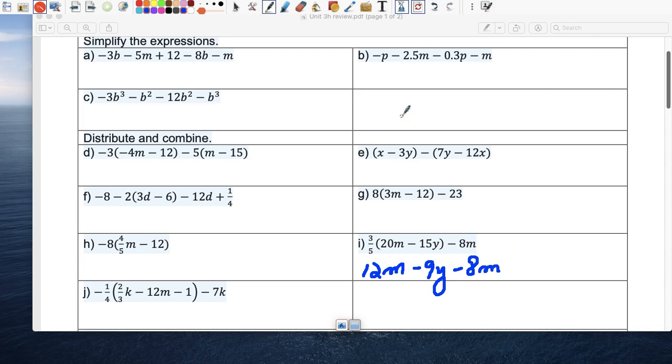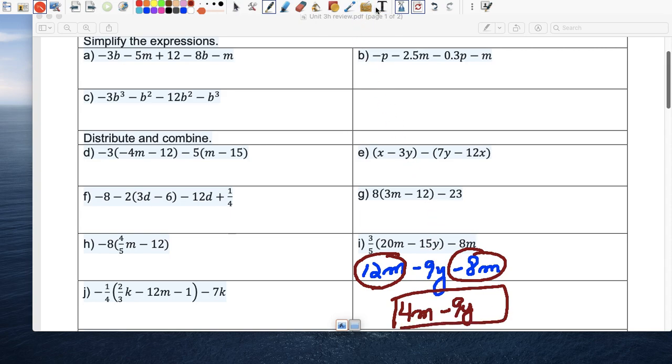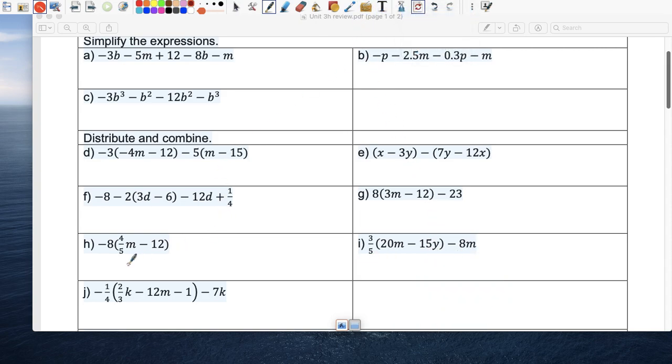So remember, an expression is simplified when there is no more distributive property, and you can't combine like terms. In this case, we can combine like terms, so we get 4m minus 9y. So now it is truly simplified. Last one.